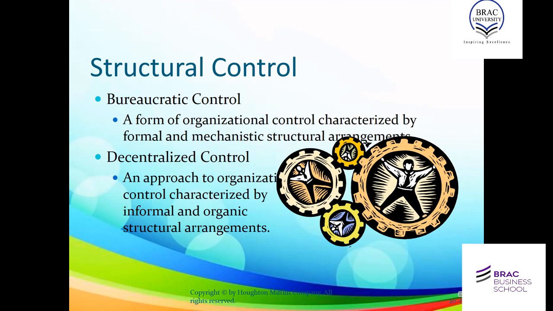Now move on to the structural control system, which is done by the mid-level managers. Here the organization is going to place two patterns of control system. One is bureaucratic, another one is decentralized control. Bureaucratic control means the control will be done centrally. That is, from a single point, the entire control system will be maintained.